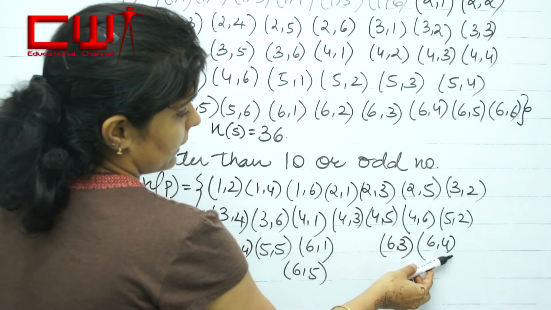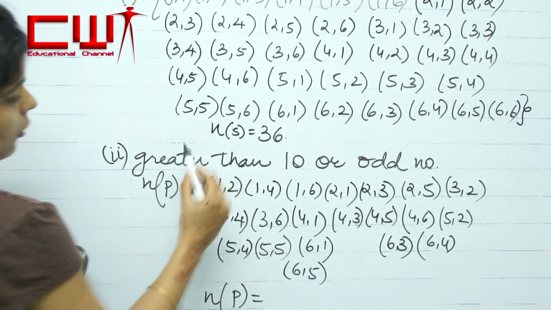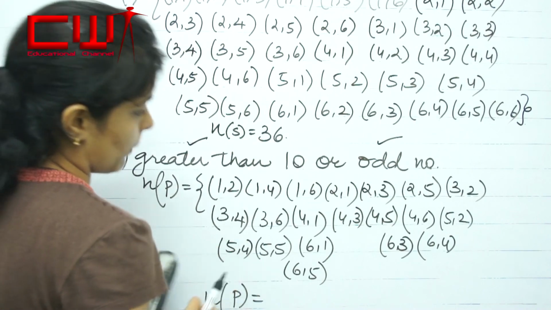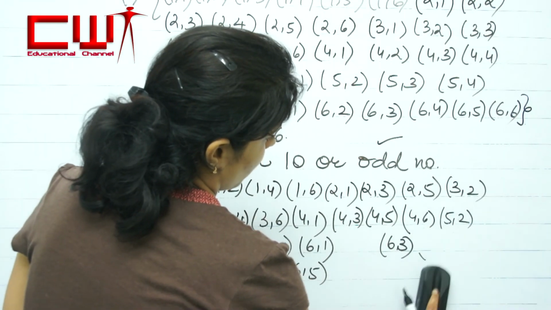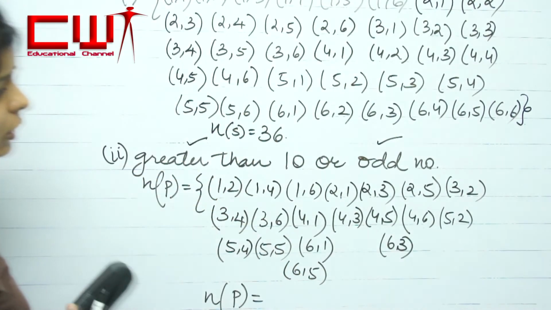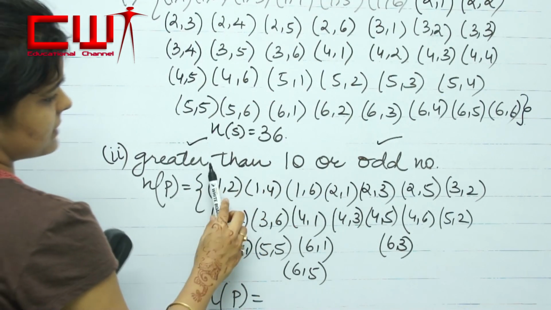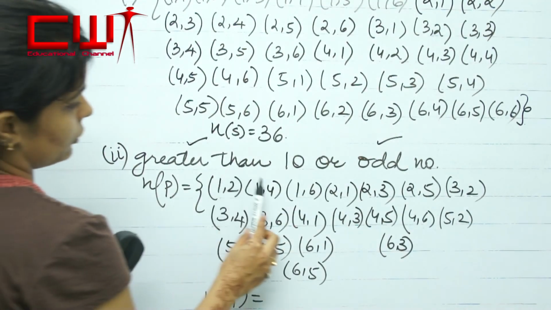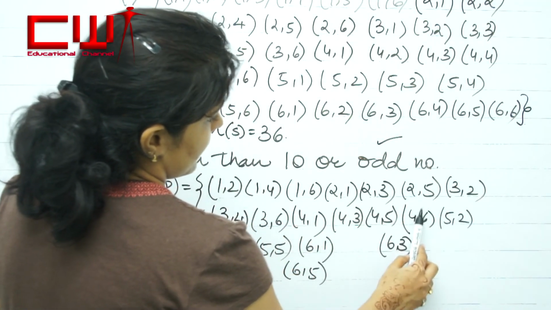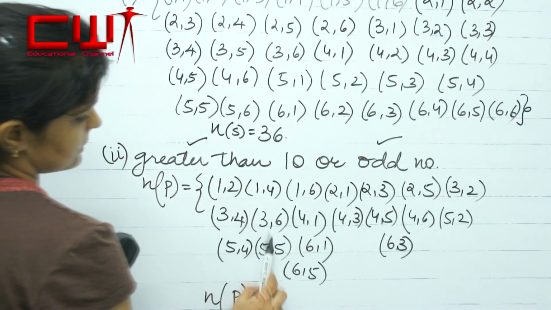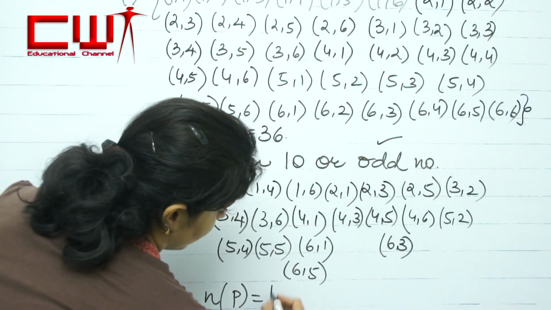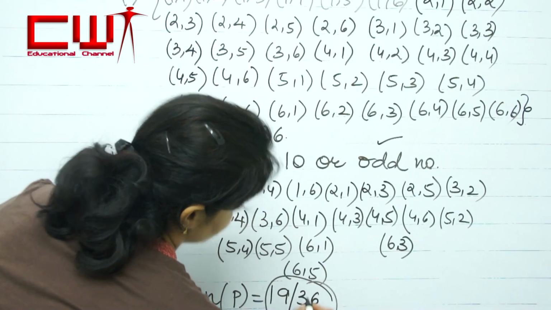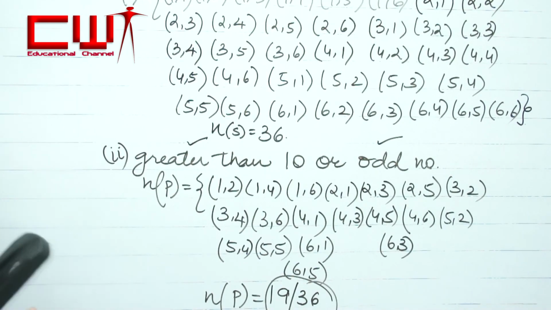This is 6 and 4, 10. 10 means it will follow this page also and this page also. So in either situation it is common. So again you are cancelling the common one. Cancel all the common ones. Common means the sum is greater than 10 or 10 and it's an odd number also. So in total you have 19. So the final answer is 19 by 36.